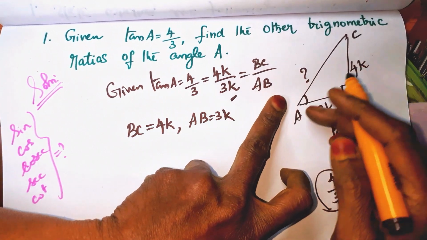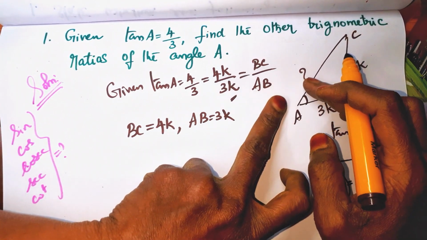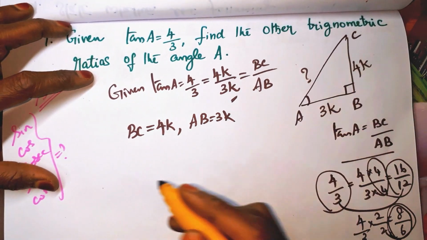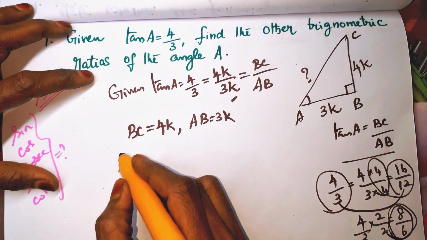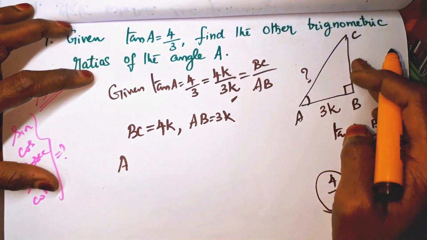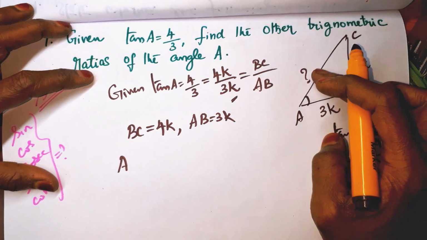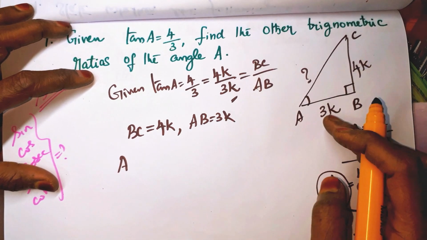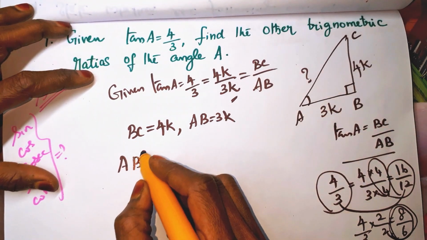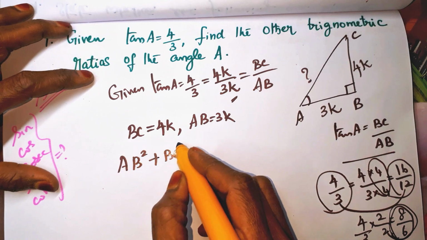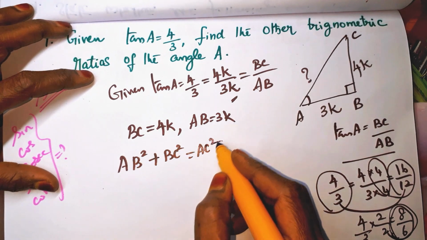So I have to find what this is. This is the hypotenuse. Using Pythagoras theorem, what do we have? The sum of the squares of these two sides is equal to the square of the hypotenuse. So AB squared plus BC squared equals AC squared.